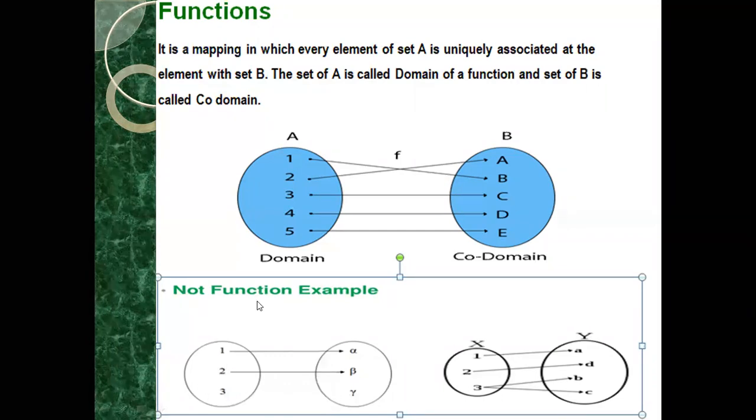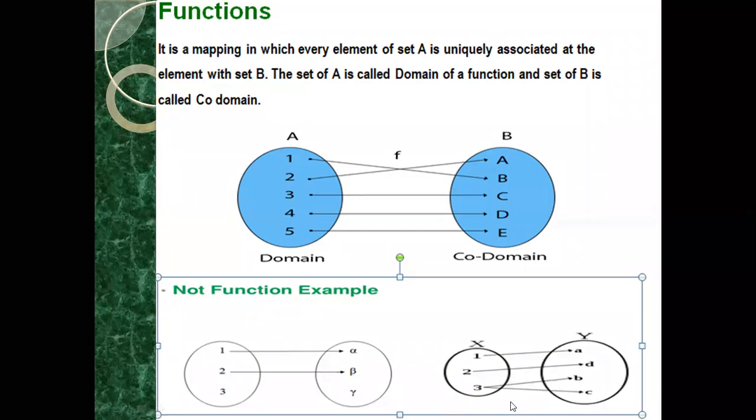So what is the definition for a function? Every element of a domain has an image in the codomain. So in this example, 3 has no image in the codomain, so that's why this is not a function.